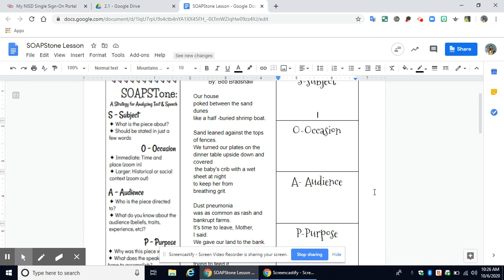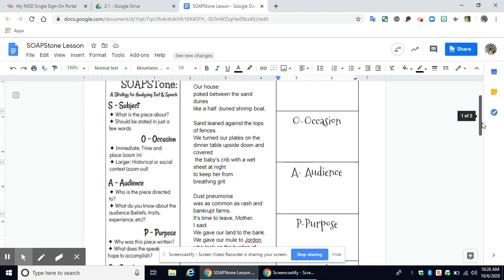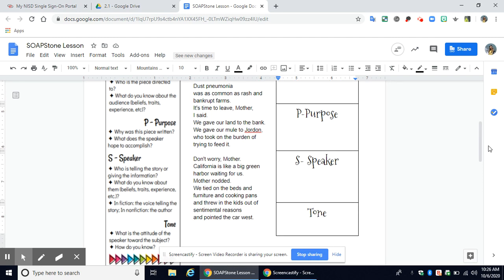The P stands for purpose. I'm just going to scroll down a little. And this is just why the piece was written. It's kind of just the why behind it, right? And then we'll go back to author's purpose. So this is where we go back and we have to think about PIE. Remember, we have talked about that before. So we know maybe if the author is trying to persuade us, inform us, entertain us, or just describe something in this text. And what does the speaker hope to accomplish through the purpose of why they're writing it?